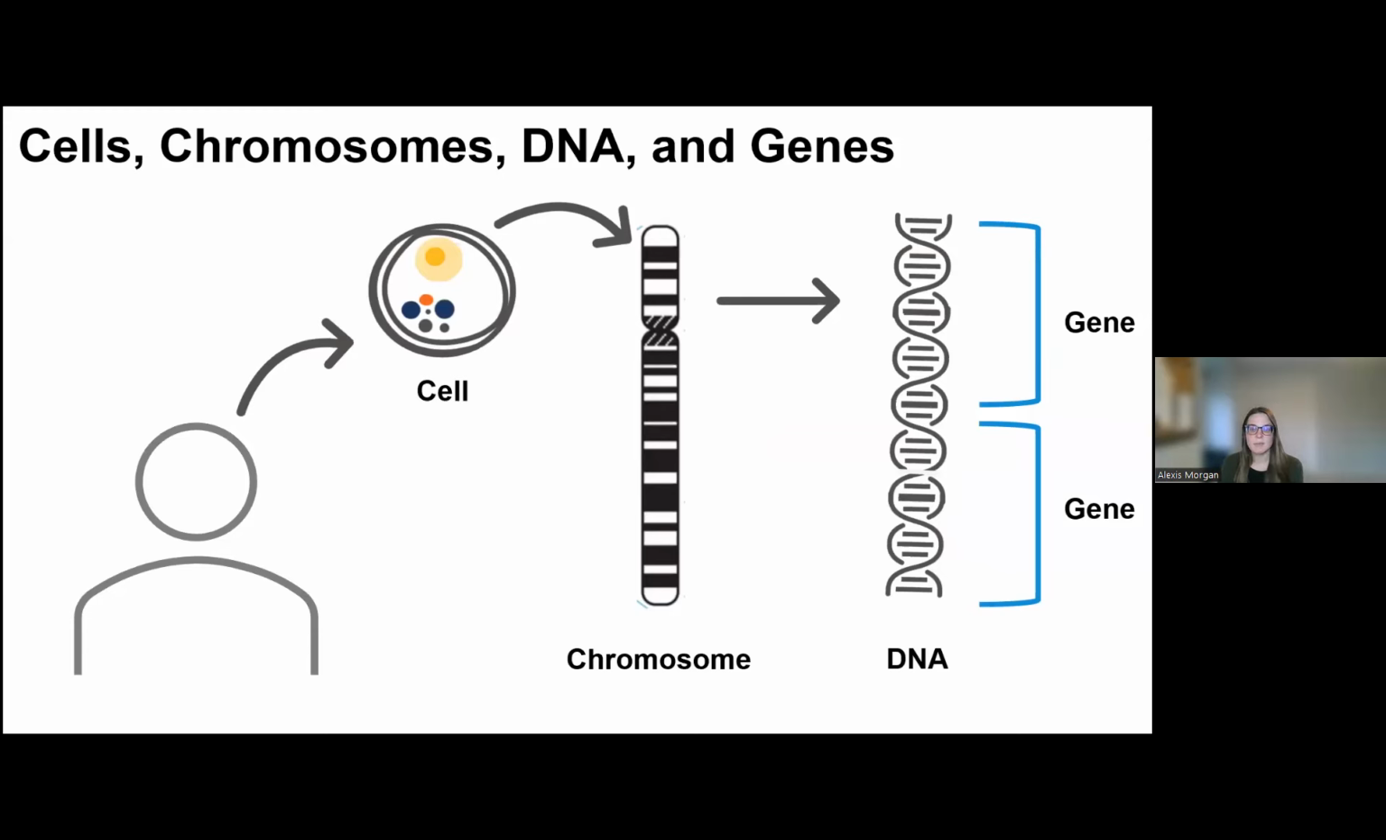Individuals are made up of millions of cells, and those cells contain chromosomes. Chromosomes are structures that hold all of our DNA. Our DNA make up our genes, and each gene is an individual instruction for our body.